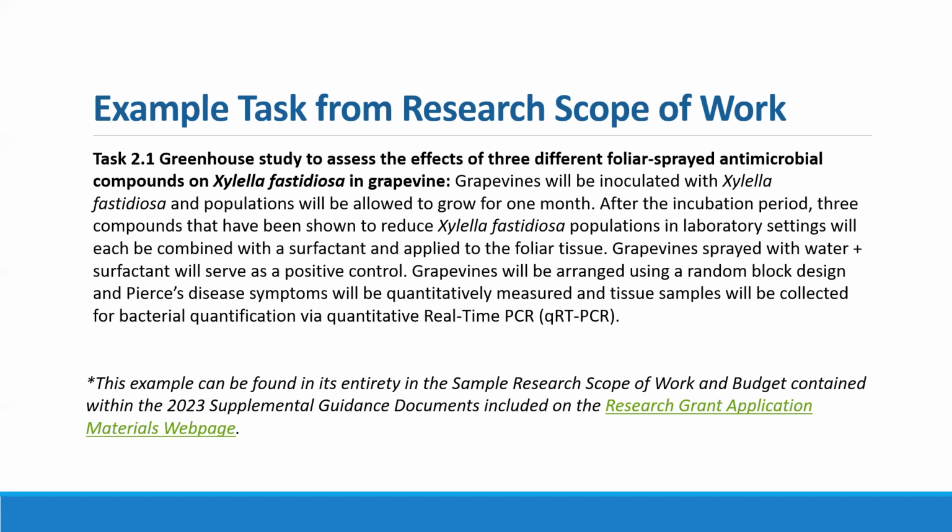After the incubation period, 3 compounds that have been shown to reduce Xylella fastidiosa populations in laboratory settings will each be combined with a surfactant and applied to the foliar tissue. Grapevines sprayed with water and surfactant will serve as a positive control. Grapevines will be arranged using a random block design, and Pierce's disease symptoms will be quantitatively measured, and tissue samples will be collected for bacterial quantification via quantitative real-time PCR or qRT-PCR.